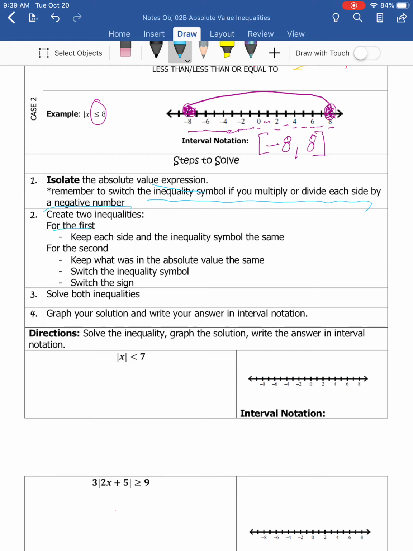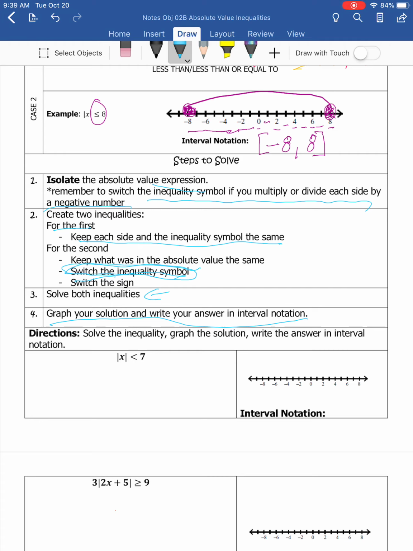So for the first, you're going to do the same thing that we did before. The only thing that you have to remember for when you solve the second is it's the same thing as when we were solving equations, except you're going to switch the inequality symbol. It's going to actually switch directions on you. Okay. Then you just go through, solve both inequalities, graph your solution, write your answer. So the other new thing is, of course, graphing. So we're going to start with a simple one, this one right here.